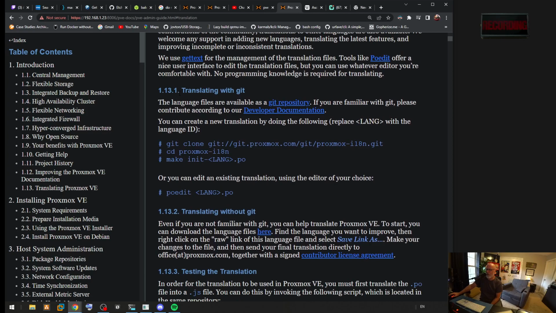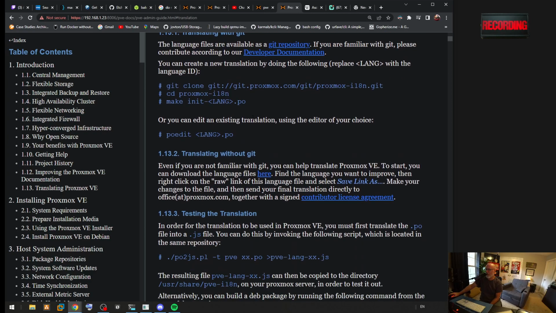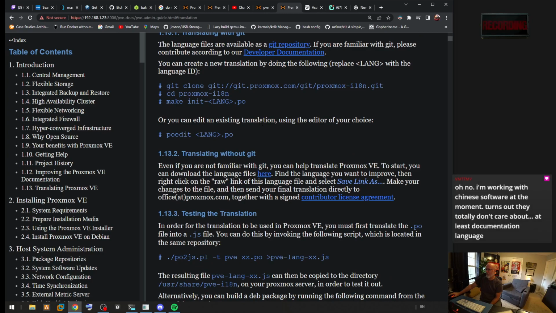Next, 1.13.1, translating with Git. The language files are accessible as a Git repo. If you're familiar with Git, please contribute according to the developer documentation. You can create a new translation using the following: git clone, blah, blah, blah. Or you can edit an existing translation, Poedit, lang.po. I have never heard of Poedit, and I am super interested in that now as a way to add language support in my own software. So I'm putting a little thumbtack in this because I want to go back and learn that. I can add it to my Bonsai tool and to any application that I want to have multiple language support for, which I believe in very strongly.